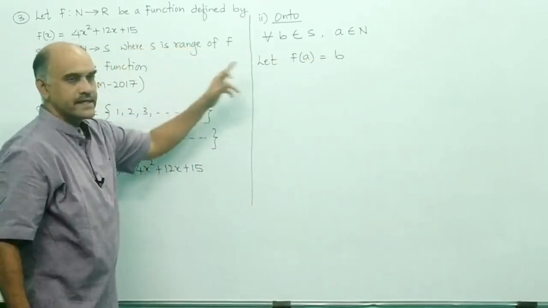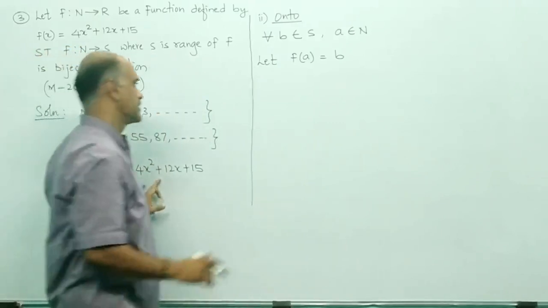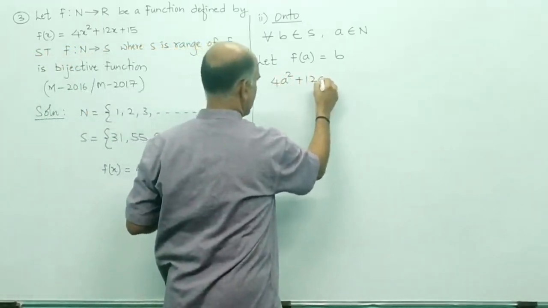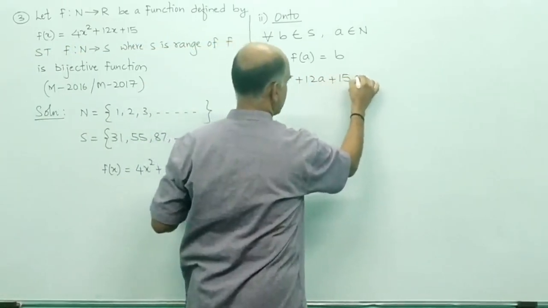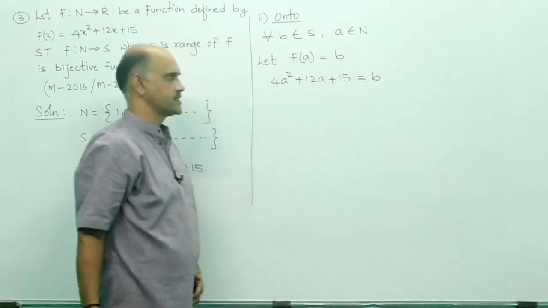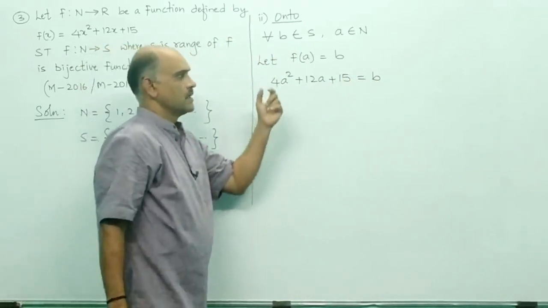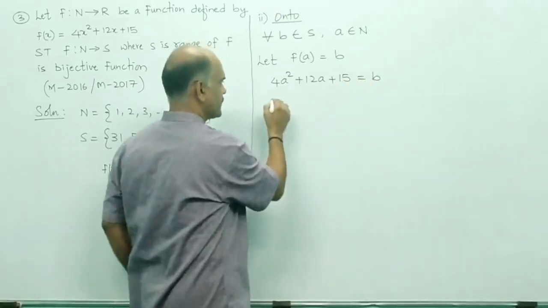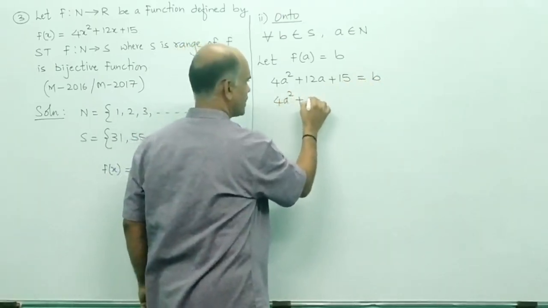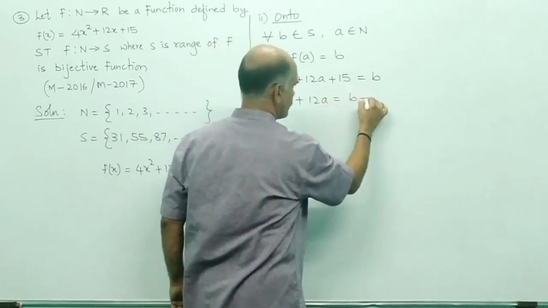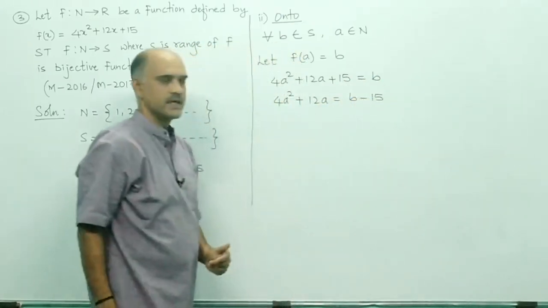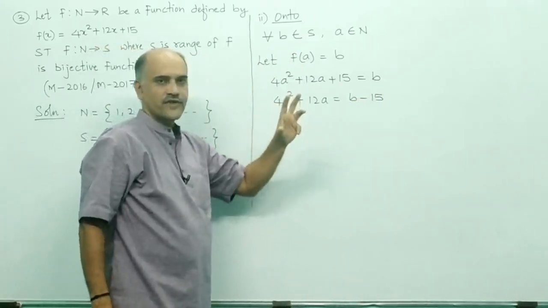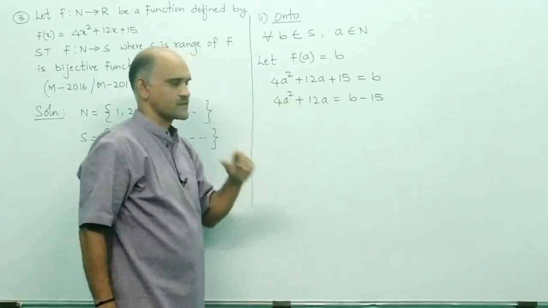Now again substitute a in this quadratic term. So you will have 4a square plus 12a plus 15 is equal to b. Now I will take this 15 to the RHS. So I will have 4a square plus 12a is equal to b minus 15. Now you are required to convert it into perfect square in the form of a plus b whole square.